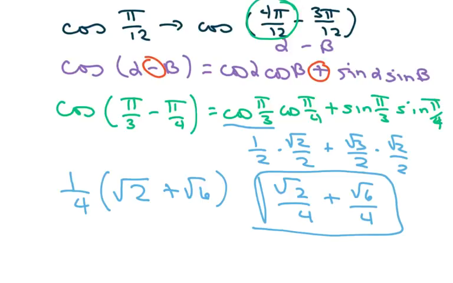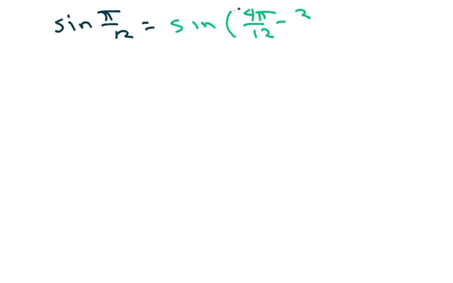The one we have for sine is sine of pi over 12. It's the same thing but with sine. So I'm going to write this as sine of 4 pi over 12, just like we did with cosine, minus 3 pi over 12. Which is sine of pi over 3 minus pi over 4.